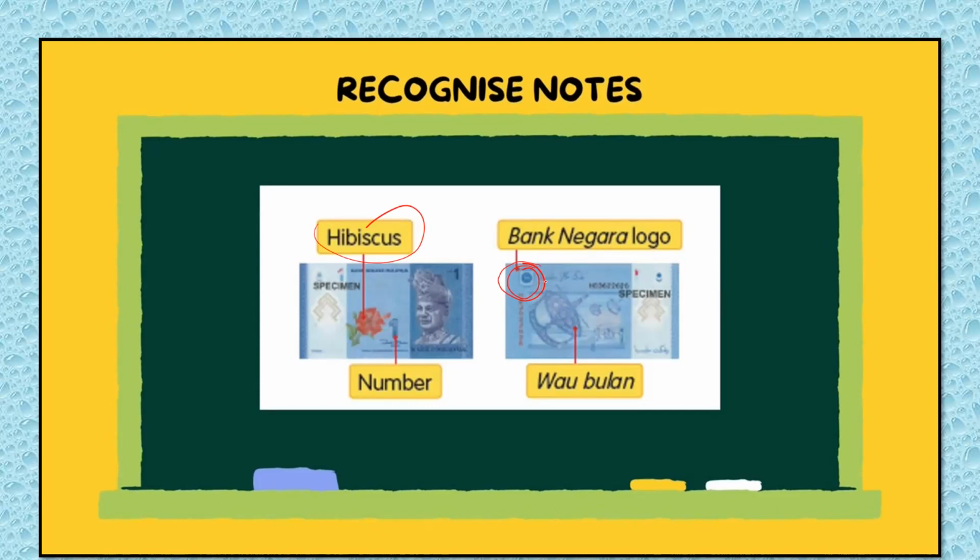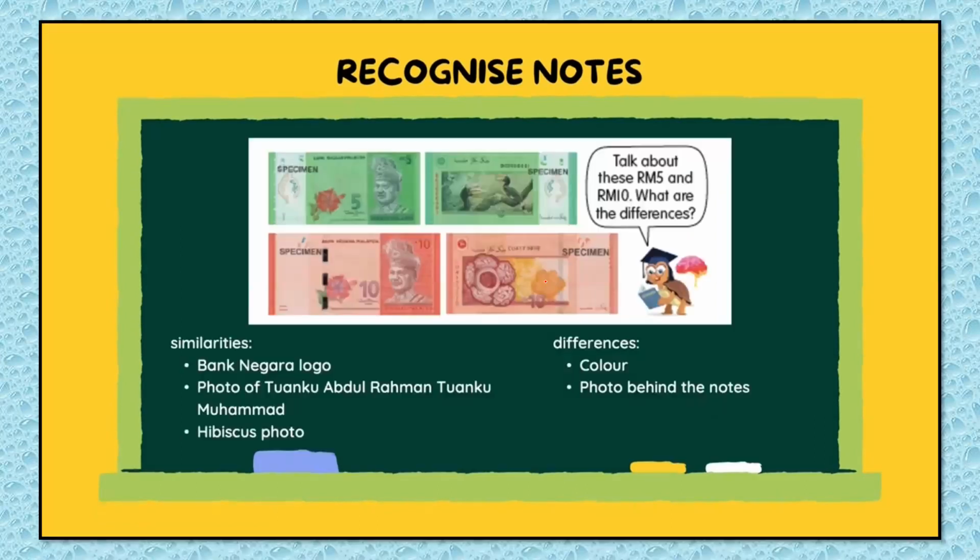Class, you can see one question is there. Talk about this RM5 and RM10. What are the differences? From these notes, note 5 and note 10, sure you can see the difference. One is in color, and also the photo behind the notes. That is the difference: the photo behind the note.